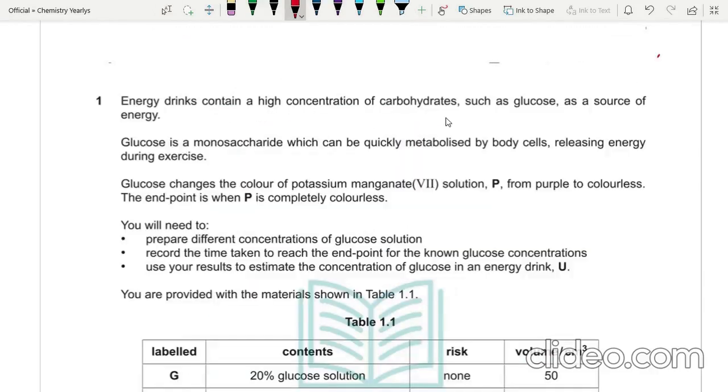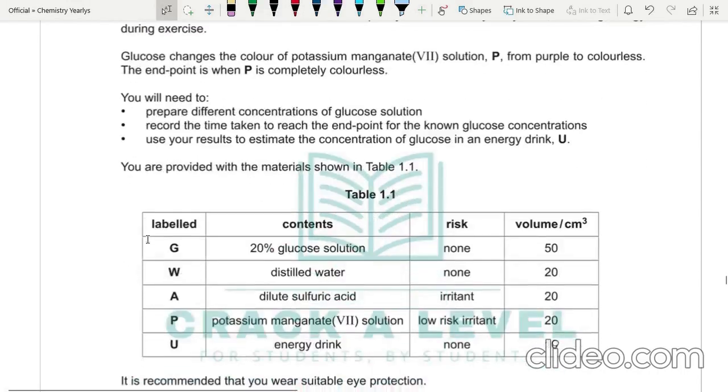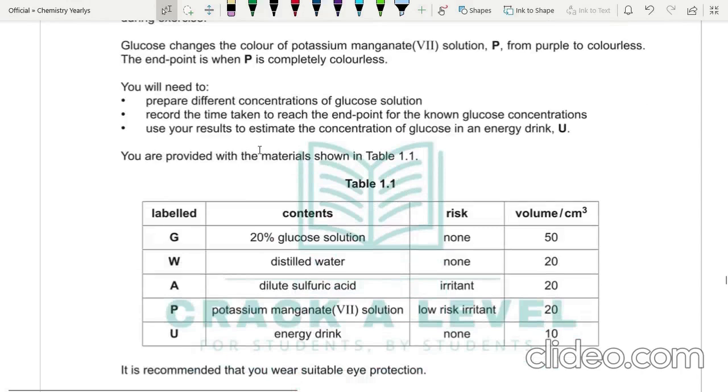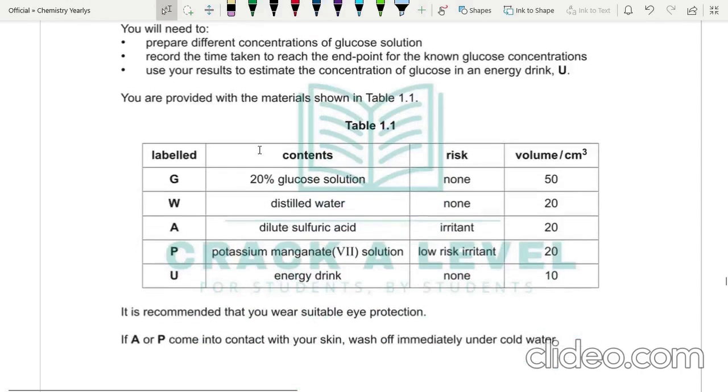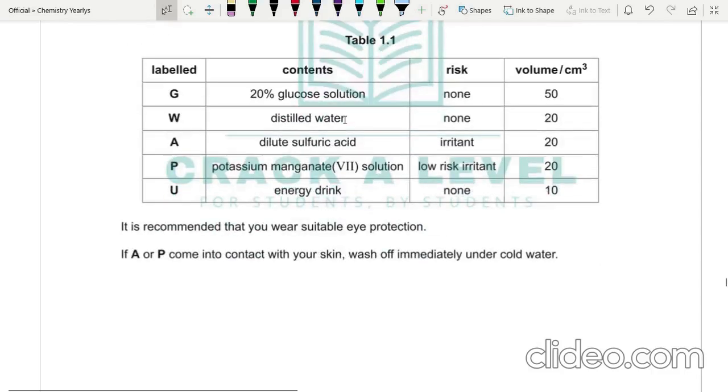So now we are going to be performing the last question of this paper. Energy drinks contain a high concentration of carbohydrate such as glucose as a source of energy. Glucose is a monosaccharide which can be quickly metabolized by the body cells, releasing energy during exercise. Glucose changes the color of potassium permanganate solution P from purple to colorless. The endpoint is when P is completely colorless. You will need to perform different concentrations of glucose solution, record the time taken to reach the endpoint for known glucose concentrations, and use your results to estimate the concentration of glucose in an energy drink U.